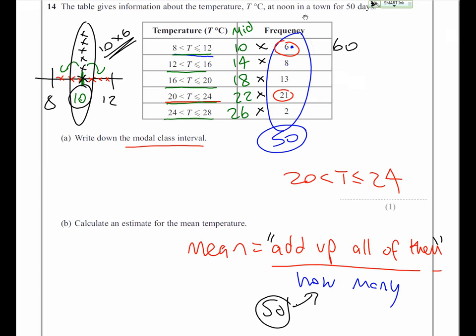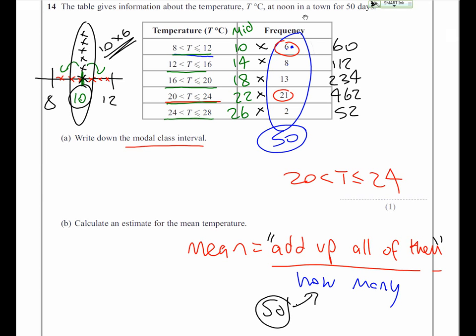14 times 8, crack your calculator on for that one, 112. 18 times 13, 234. 22 times 21, 462. 26 times 2, we don't really need a calculator, 52.